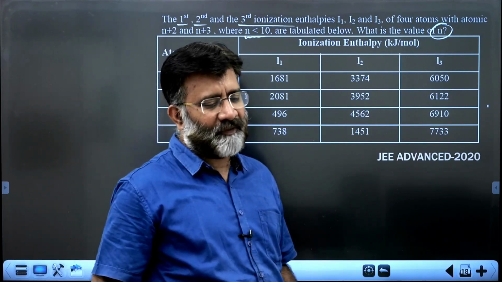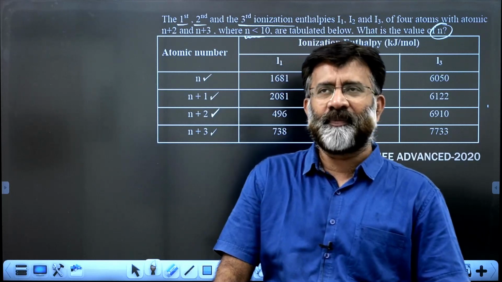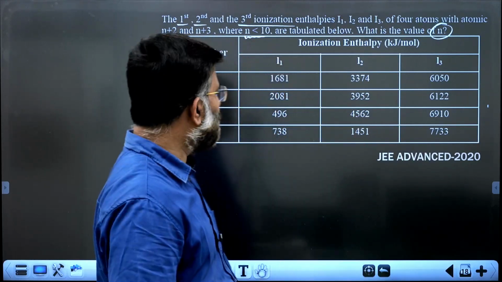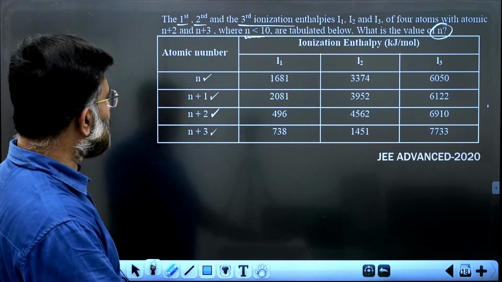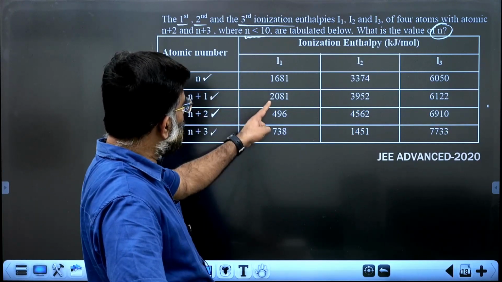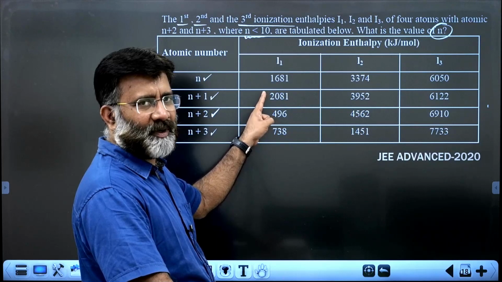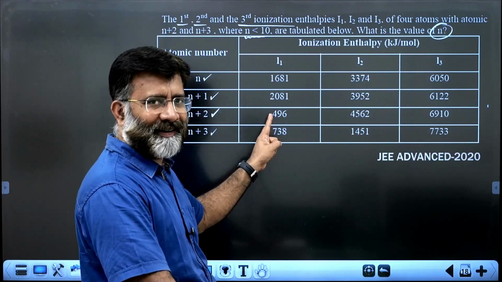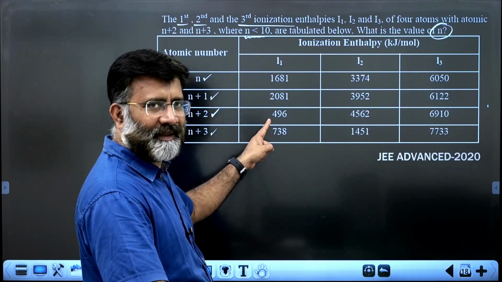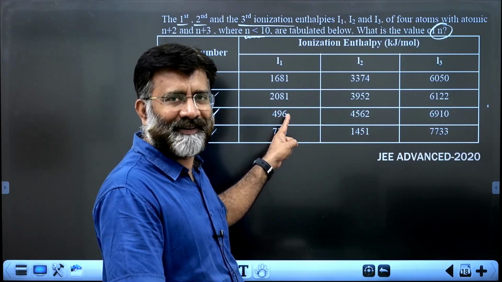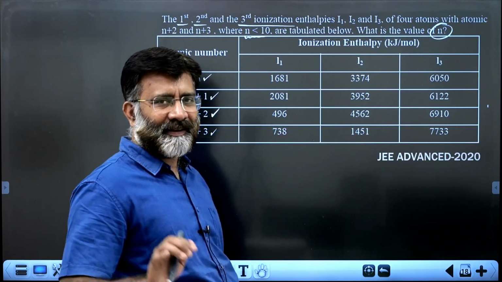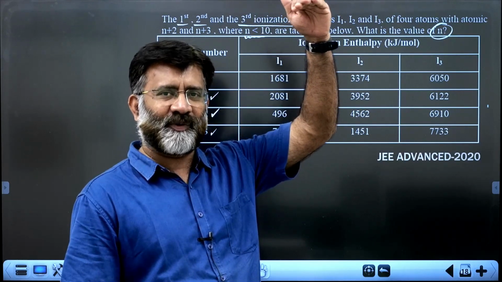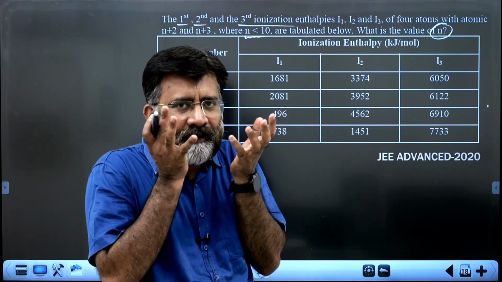If you find such a type of question for the first time, it may create a feeling of how to find out. Basically, the matter is very, very simple. You just analyze the data. You see, first ionization enthalpy coming about 2000. It is possible for noble gases, isn't it? First ionization enthalpy coming in the range of 500. For whom is it possible? Alkali metals. So alkali metals have a very low value in the range of 500, and noble gases in the range of 2000. We know that. That idea is enough to understand.